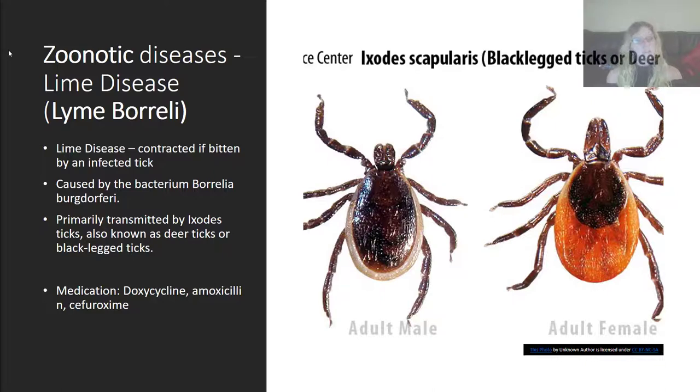Okay, Lyme disease. Lyme disease is pretty scary because it is something that can happen here. Lyme disease occurs if you get bitten by an infected tick. It's caused by a bacteria called Borrelia burgdorferi. I'm probably mispronouncing that, and please forgive me. But this is primarily transmitted by the Ixodes, I'm probably mispronouncing that too, also known as deer ticks, I can pronounce that one though, or black-legged ticks. Antibiotics like doxycycline and amoxicillin are able to cure that, which is nice.